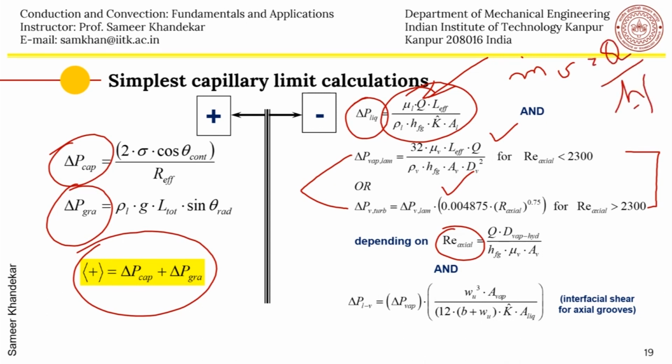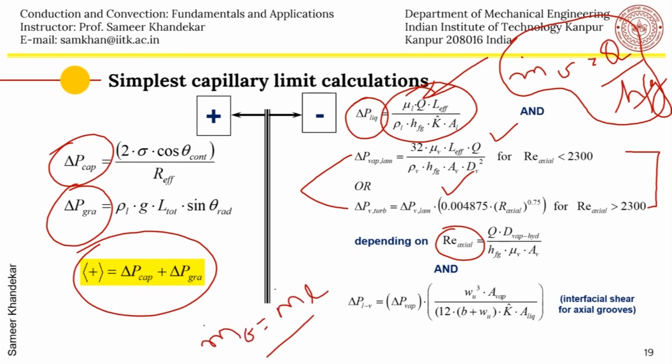And on the left hand side, these two are fixed. Because the capillary pressure drop only depends on the thermophysical properties, and the gravitational pressure drop depends on how you have oriented the heat pipe. So essentially, the plus sides are fixed, that is the pumping power is fixed, and the dissipative power requirement is actually increasing as you keep on increasing the Q, because the m dot keeps on increasing, and that changes the pressure drop.